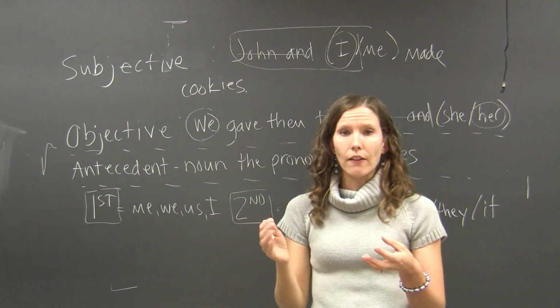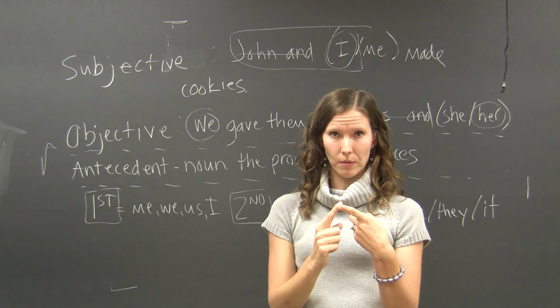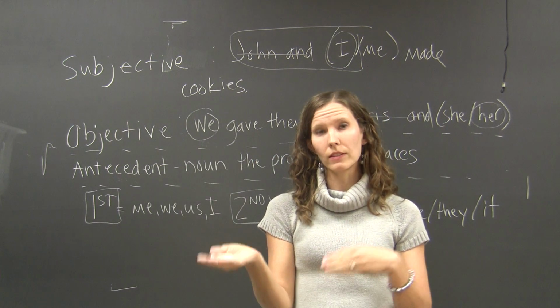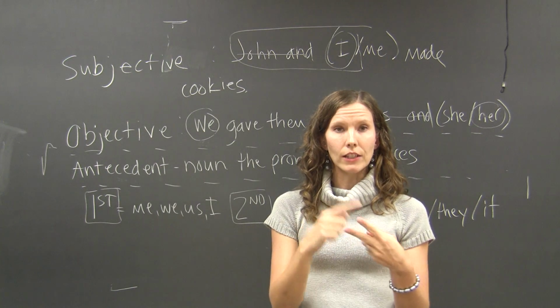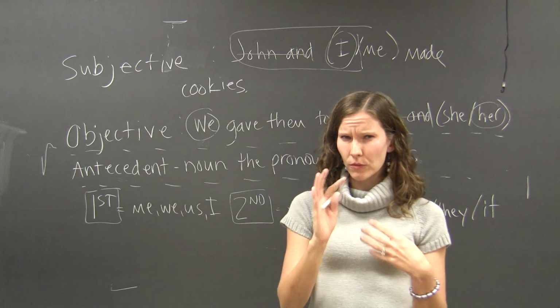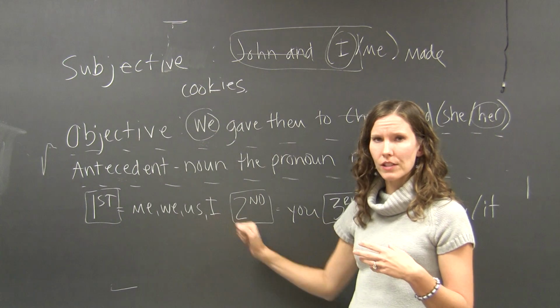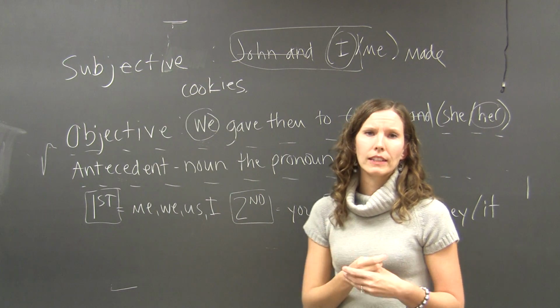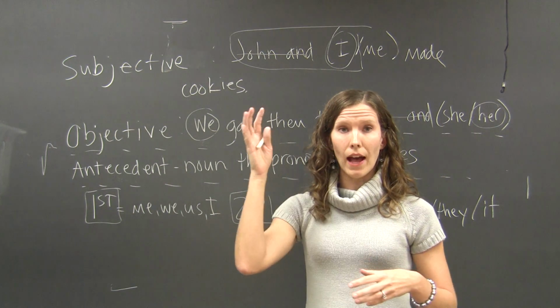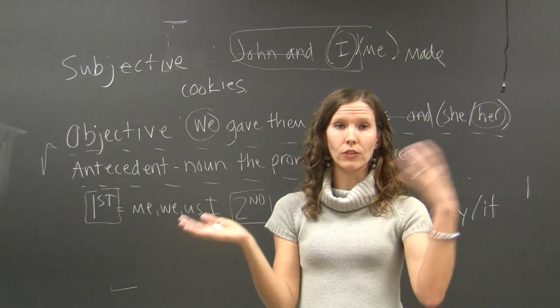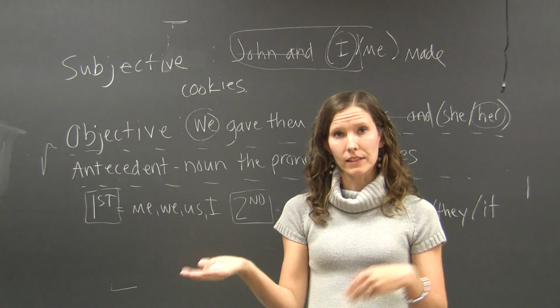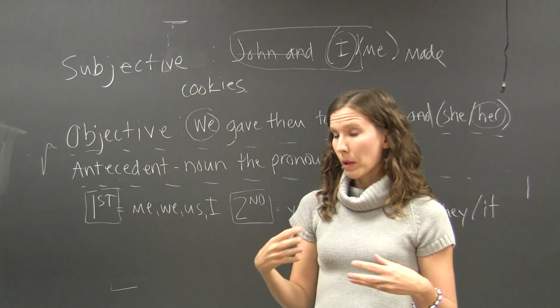Pronouns and antecedents have to agree in number, just like subject-verb agreement. So singular pronouns have singular antecedents. They need to agree in perspective, which is what we're going to talk about next, first, second, and third person. And finally, they need to agree in gender. So if you have a female antecedent, you need a female pronoun. Male antecedent needs a male pronoun. So let's talk about perspective.